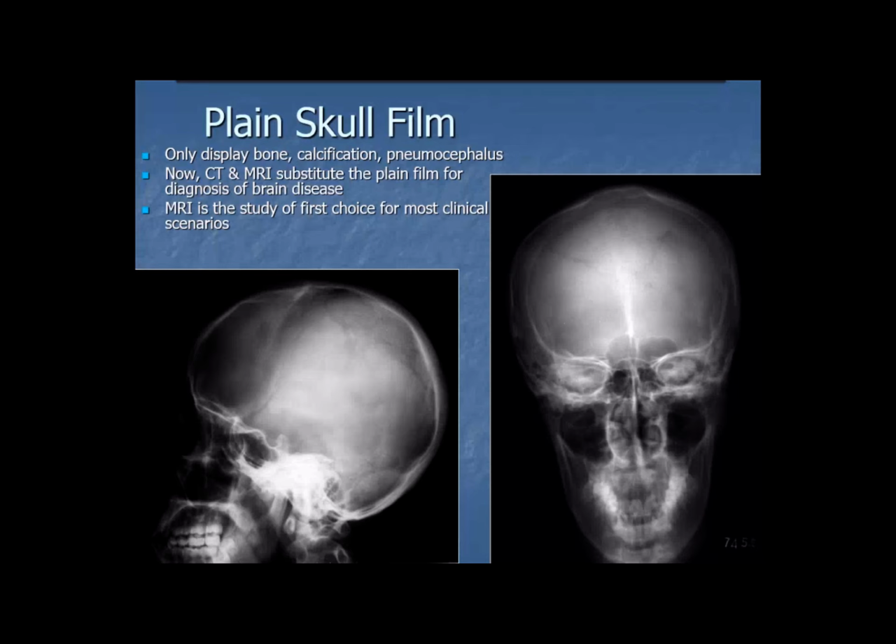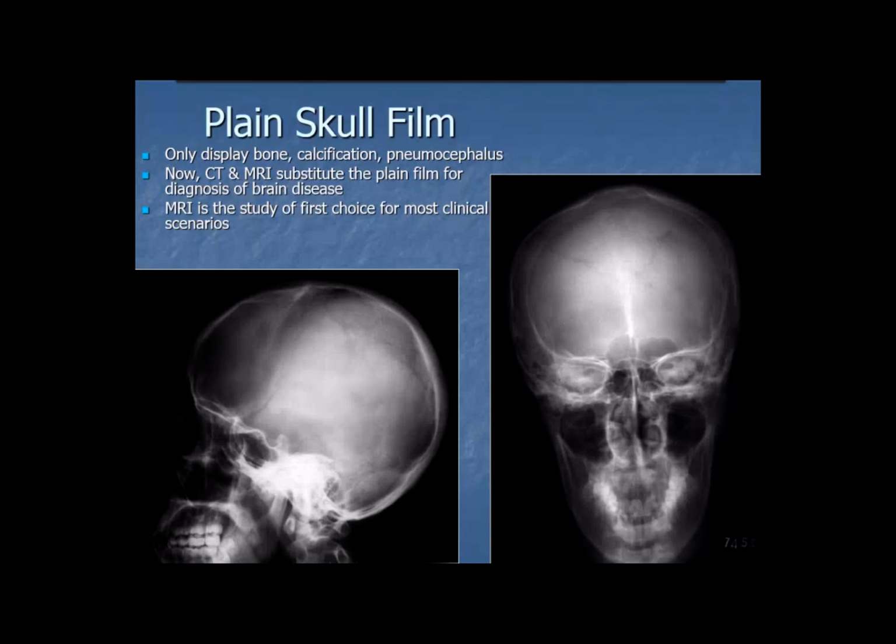disease, ranging from earlier detection and treatment of stroke to the more timely diagnosis of dementia, from the rapid detection and treatment of cerebral aneurysm to the ability to diagnose multiple sclerosis after a single attack. Now, CT and MRI substitute for the plain film for diagnosis of brain disease, and MRI is the study of first choice for most clinical scenarios.